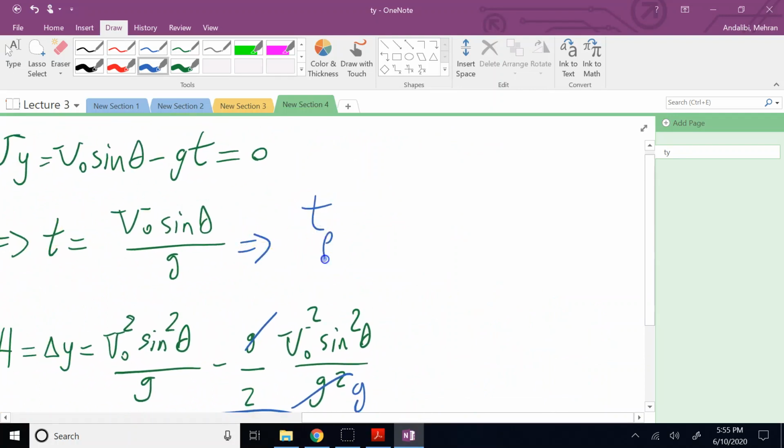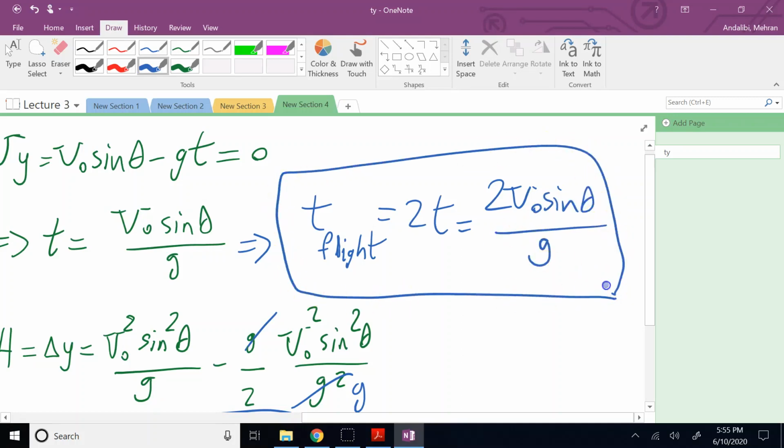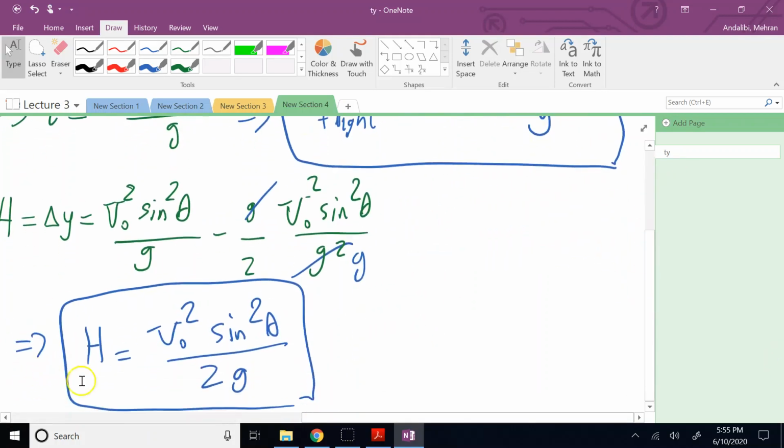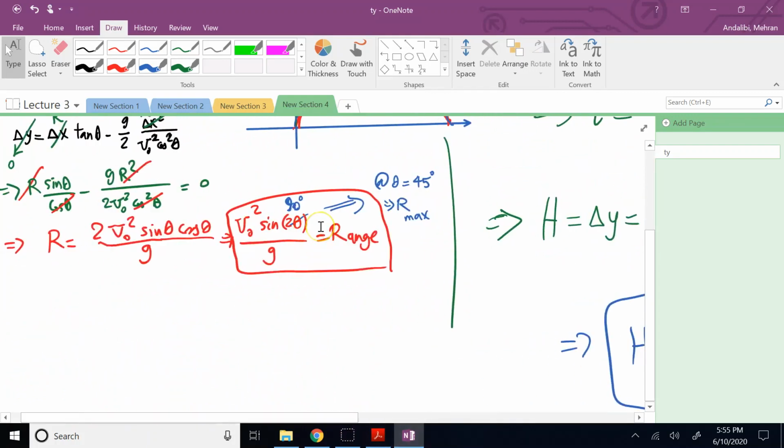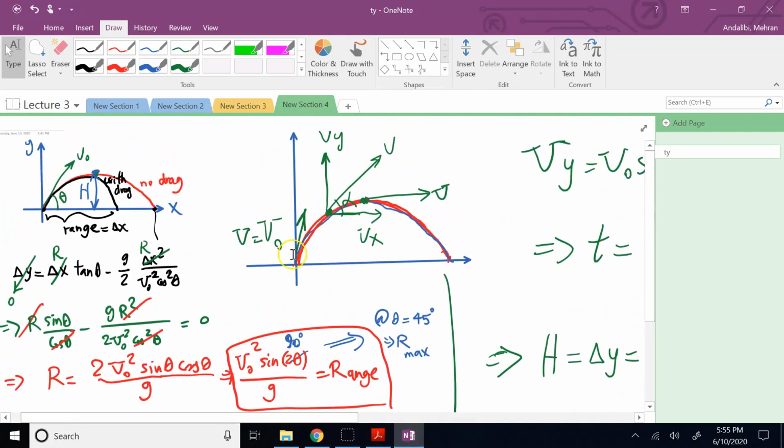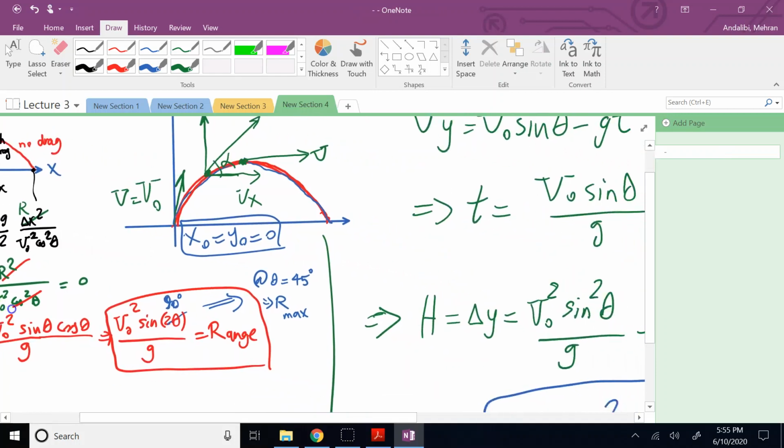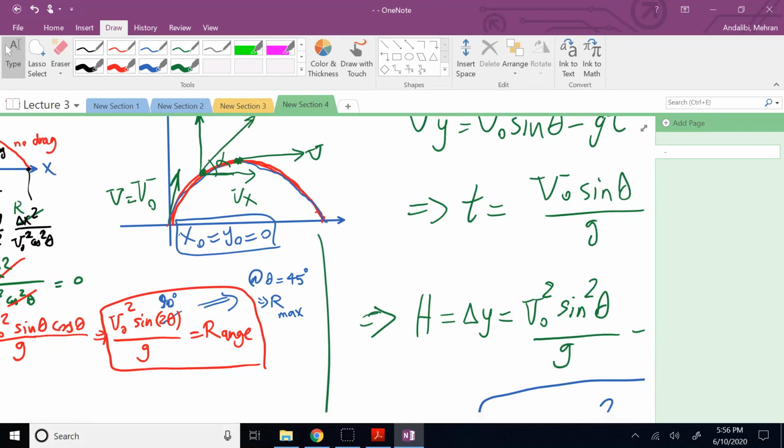So t of flight, the total flight time, is going to be 2 times t, and it is going to be 2 v naught sine theta divided by g. So how long will the projectile be in the air? This much. How high would it go? This much. What is going to be the range? This much. All based on one single assumption here. The assumption we did was what? That x naught is equal to y naught equal to 0. If that's different, then you're going to get a little bit different formulas for these guys.